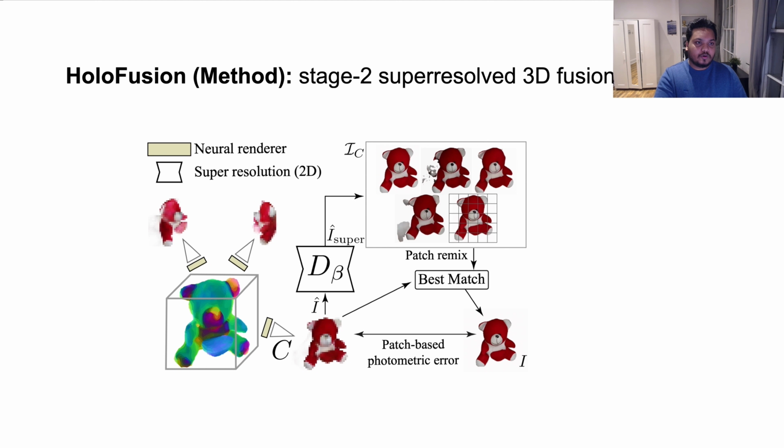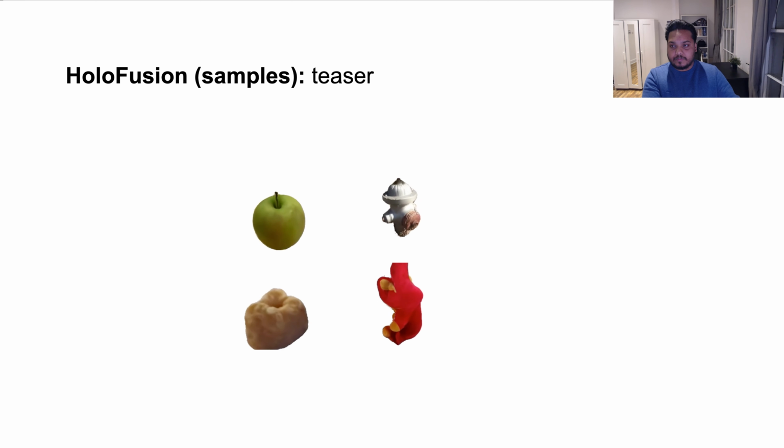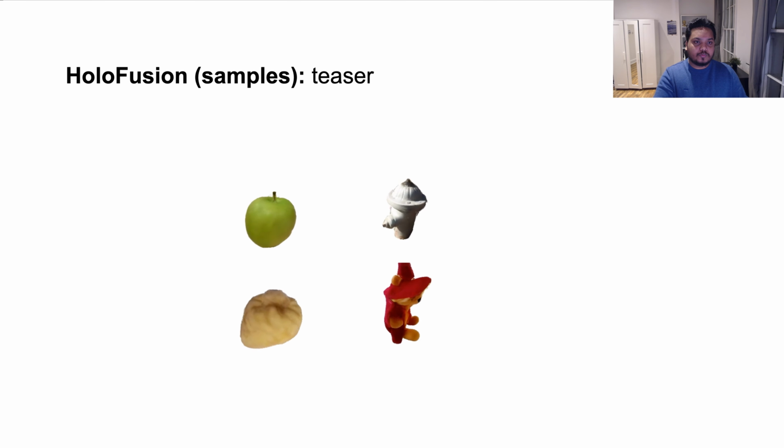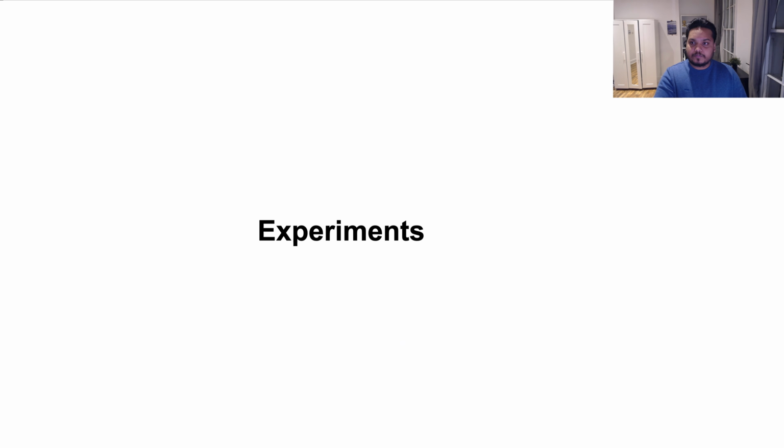In this technique, we obtain as few as k equals 5 super-resolution hypotheses for each low-resolution rendered view and optimize the loss only for the best matched one on a patch level. As apparent, our patch remix loss gets rid of most of the flickering while also preserving high-frequency details. Now let's take a look at the experiments in detail.